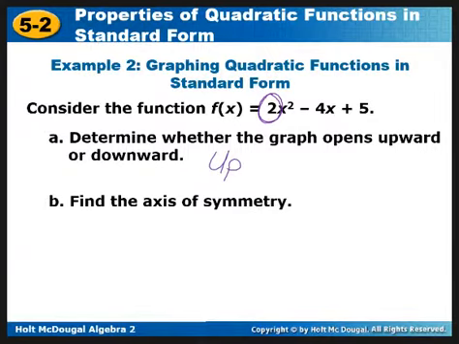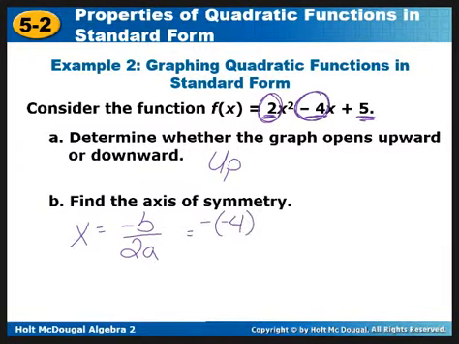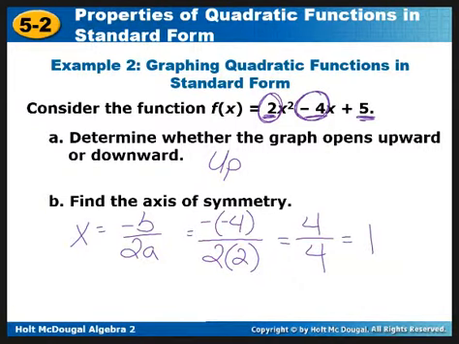Now find the axis of symmetry. To find the axis of symmetry, I set x equal to negative b over 2a. Remember, the a, the b, and the c are just the coefficients. In this case, my b is negative 4. You have to include the sign in front of it. So negative 4 over 2 times my a, which is 2. A negative and a negative make a positive, so I have 4 over 4, which is 1. So my axis of symmetry is x equals 1.